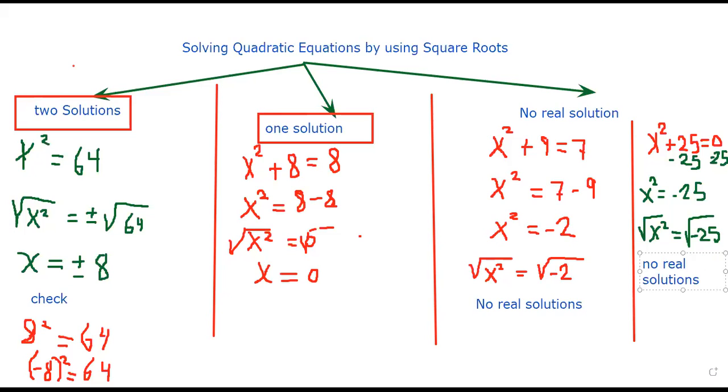Okay, then we said at the beginning, the standard: we have two solutions in case I have a positive number, one solution in case I have 0, and no real numbers in case we can't factorize or we have a negative number under the radical sign. So this is the first part in our lesson today, where we were talking about solving quadratic equations by using square root.